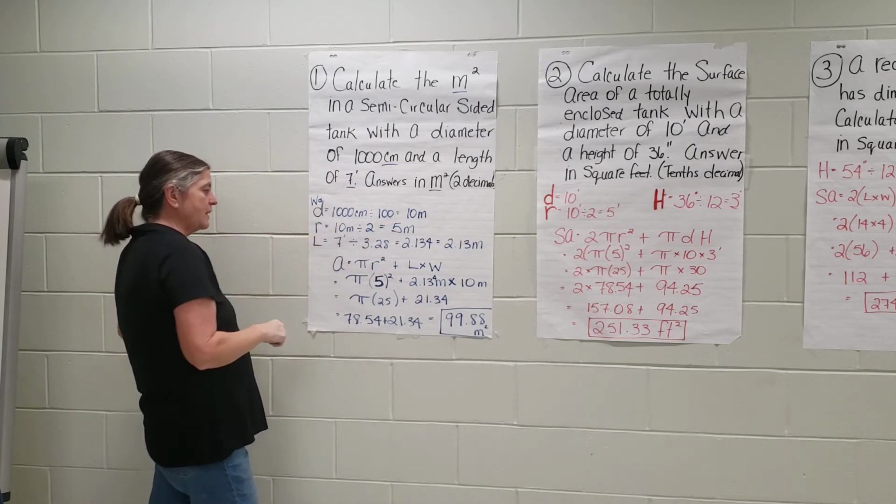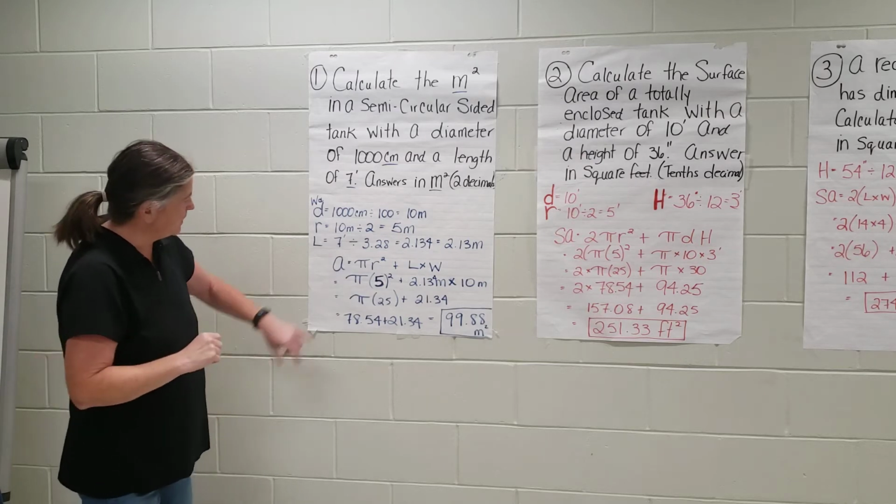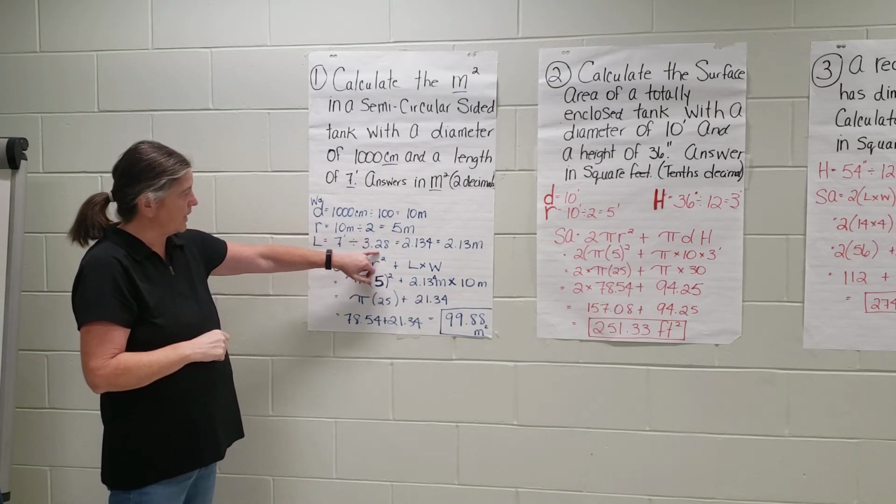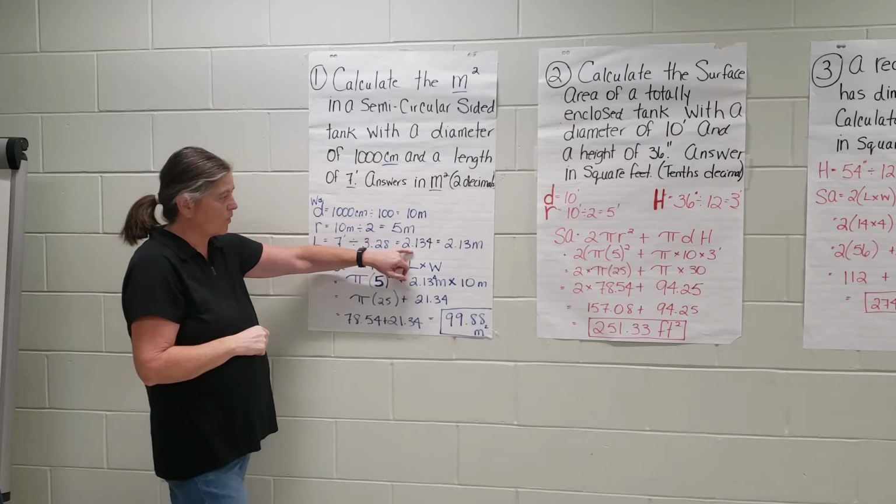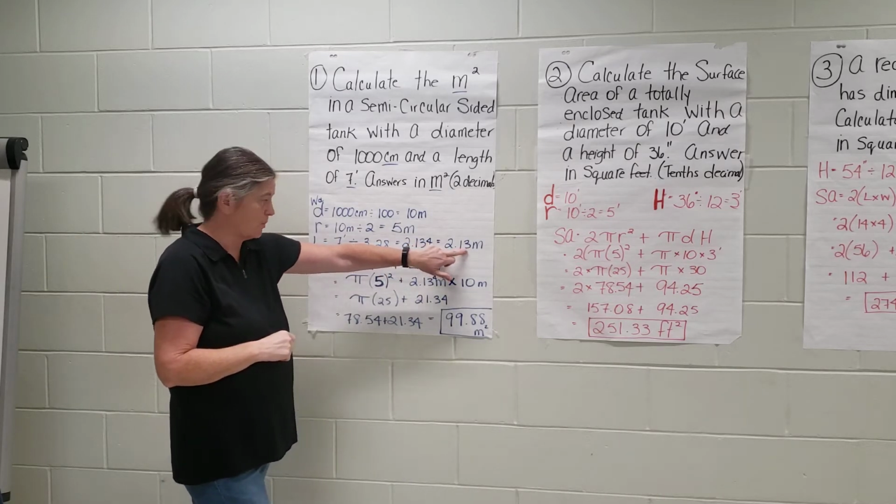And this number's in feet. And we do know how to get feet to meters. We divide it by 3.28. We get 2.134. We're just going to use it. We're going to take it to 2 decimal places.